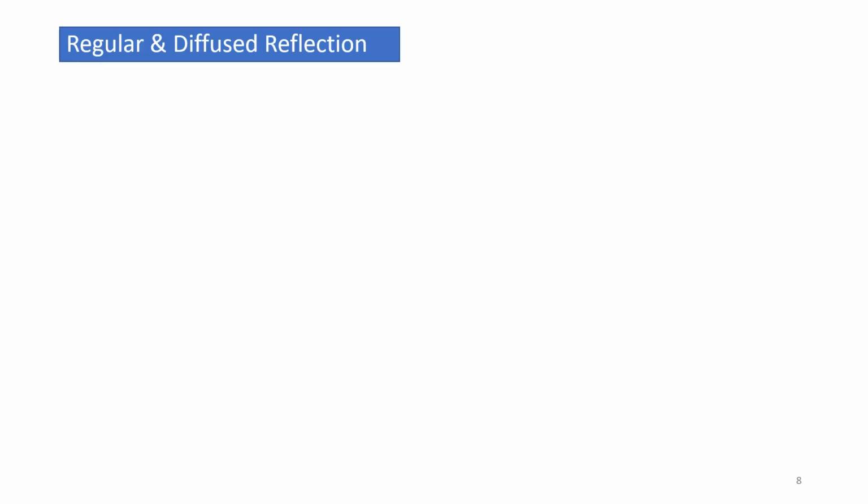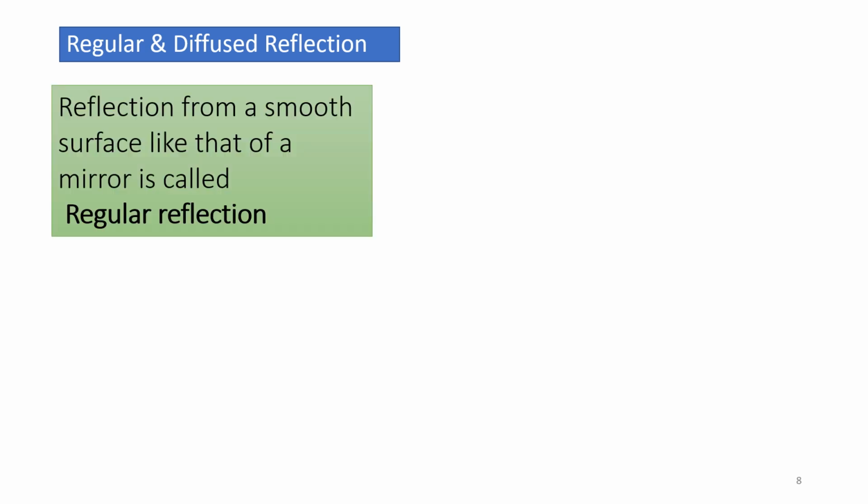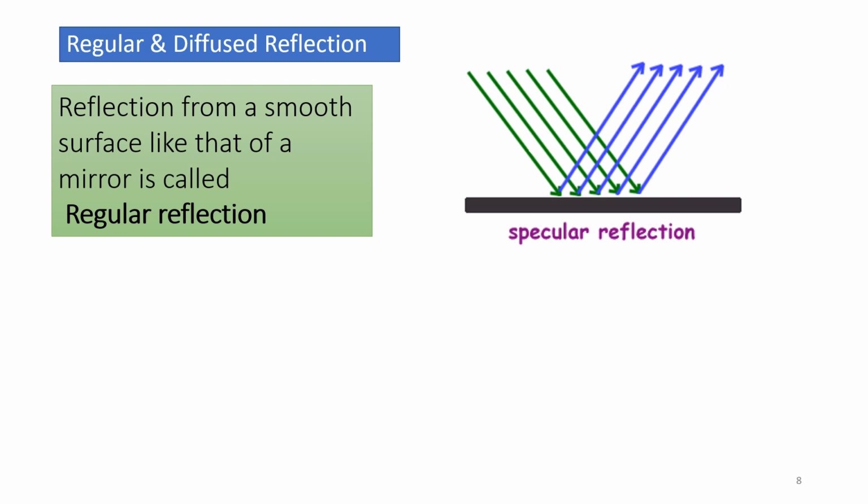In this slide, we are going to see regular and diffused reflection, as I have mentioned earlier in the slides. So what is regular and diffused reflection? Regular reflection is a reflection from a smooth surface like that of a mirror. Such kind of reflection is called regular reflection or specular reflection. So whatever reflections you get from a smooth polished surface, for example a mirror or a tile, those kinds of reflections are called specular reflection or regular reflection.